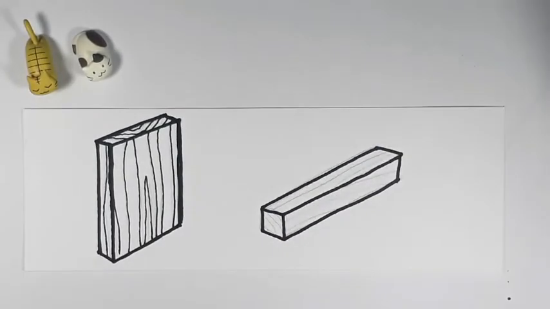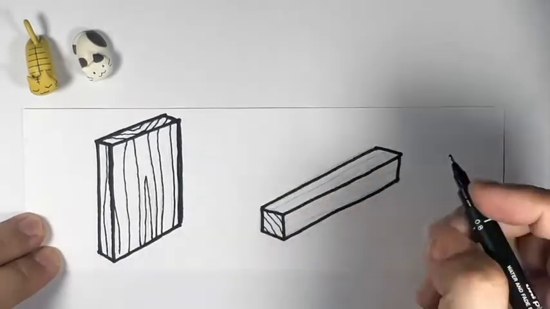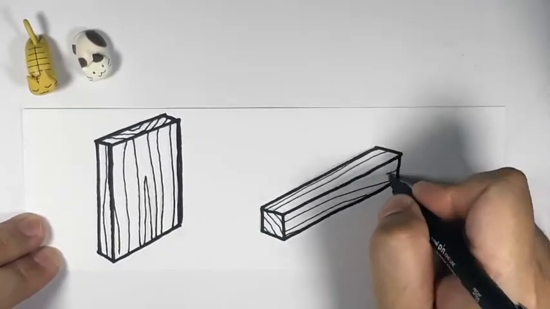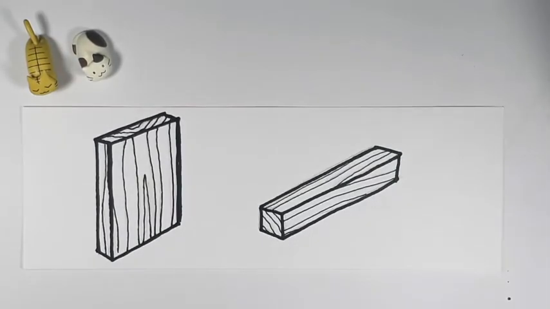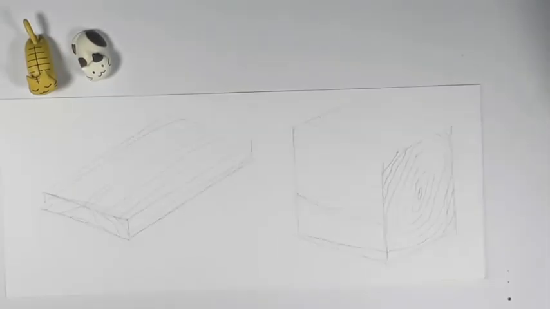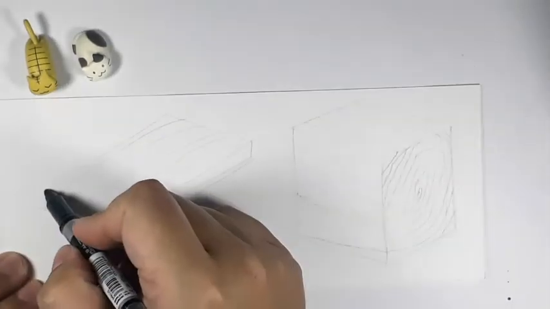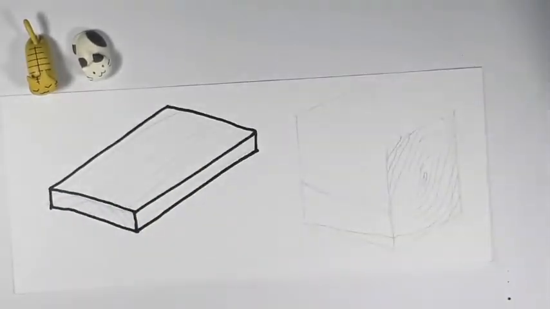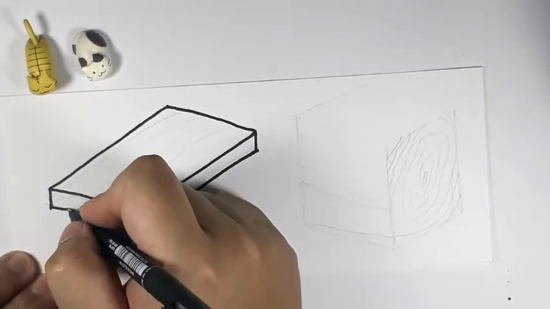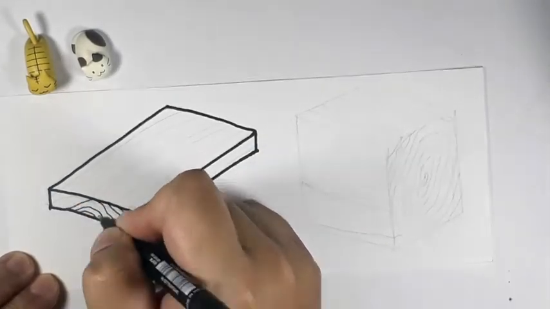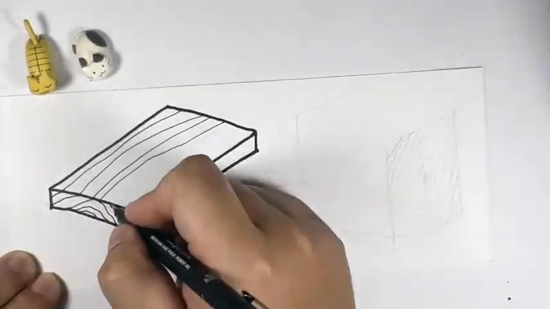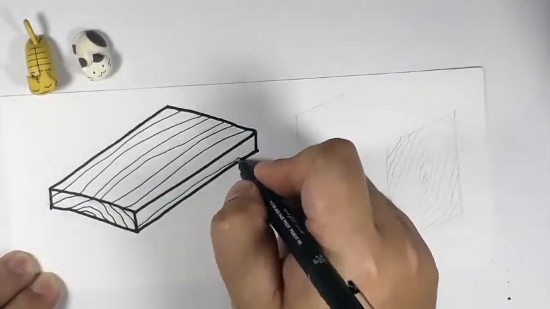So let's say you have a piece of lumber, and on the short end you will have your tree rings, and on the side you just connect your wood grains. So let's draw the same wood plank lying down. On the short narrow end you put your tree rings, and running on the wider side you connect your wood grains.